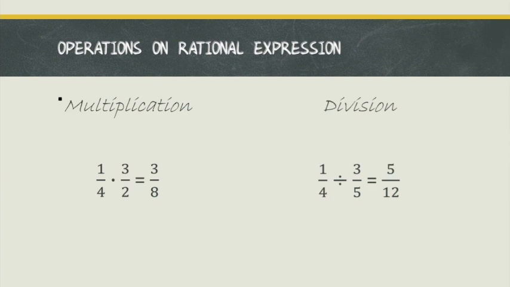Other option, we can get the reciprocal of 3 over 5. The reciprocal of 3 over 5 is 5 over 3. Then we proceed with multiplication, and you will get the same answer.